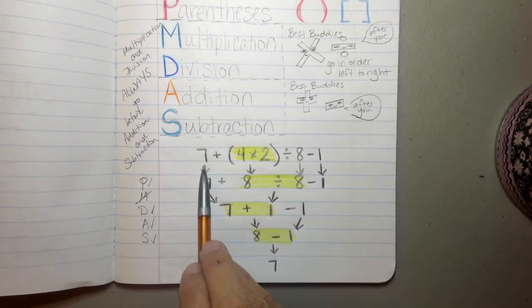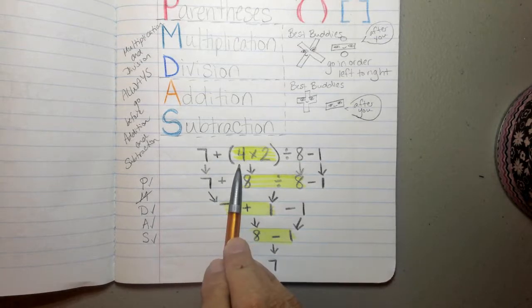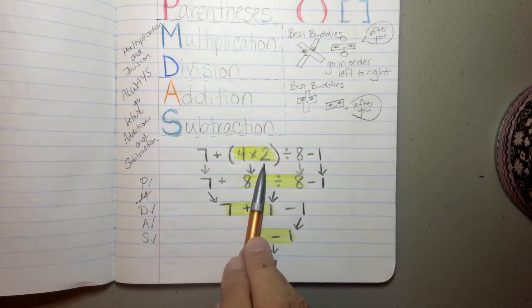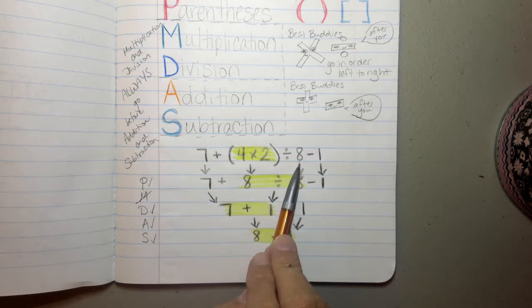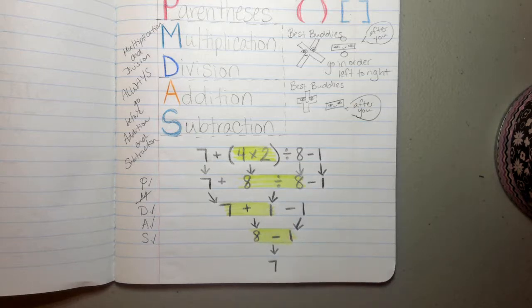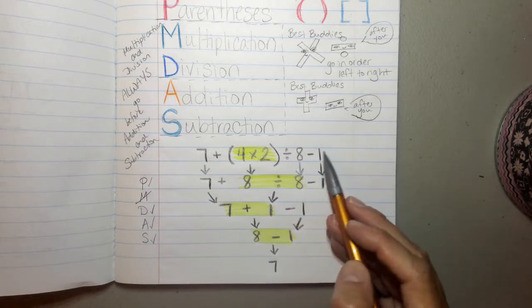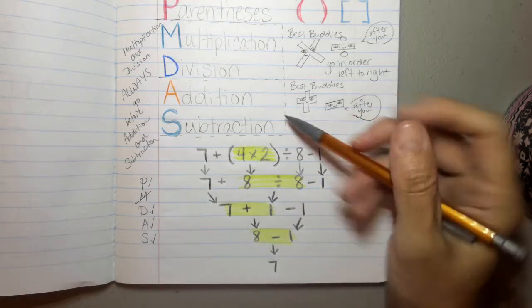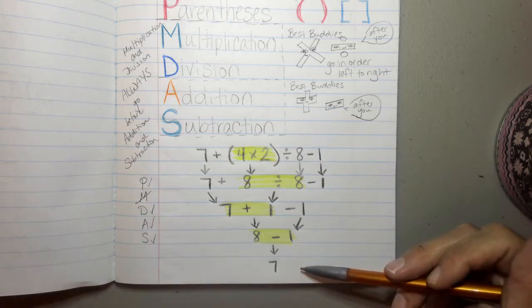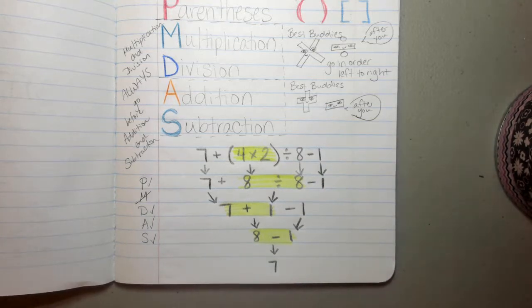And just out of curiosity, if I'd just gone left to right and ignored my order of operations, I would have had 7 plus 4, that would be 11. 11 times 2 is 22. 22 divided by 8. Whoa. It's something between 2 and 3, right? Because 8 times 2 is 16 and 8 times 3 is 24. It's just starting to get difficult there, and then I have to subtract 1 from that, so it's just easier if you just follow the order of operations.